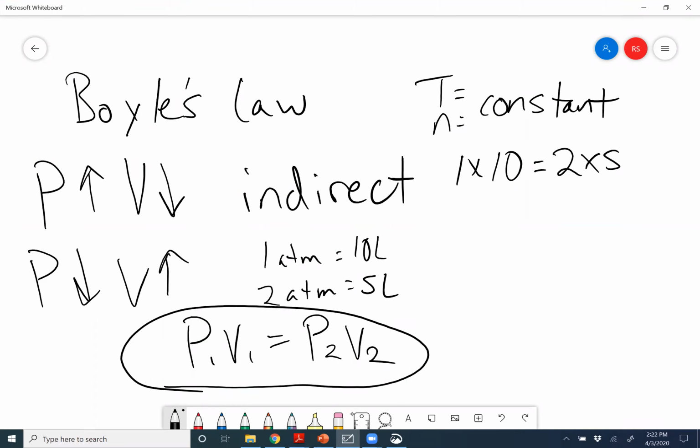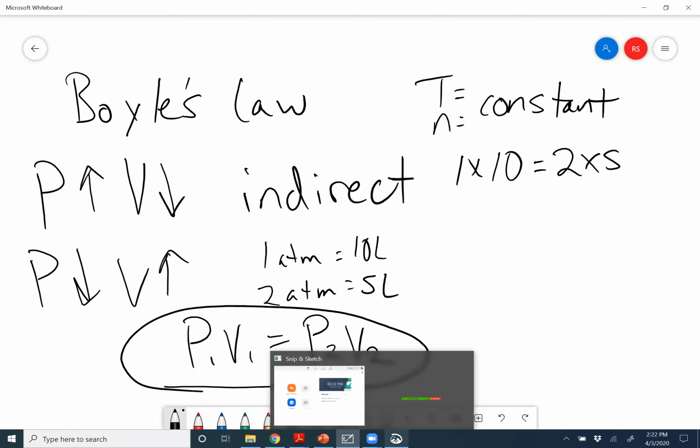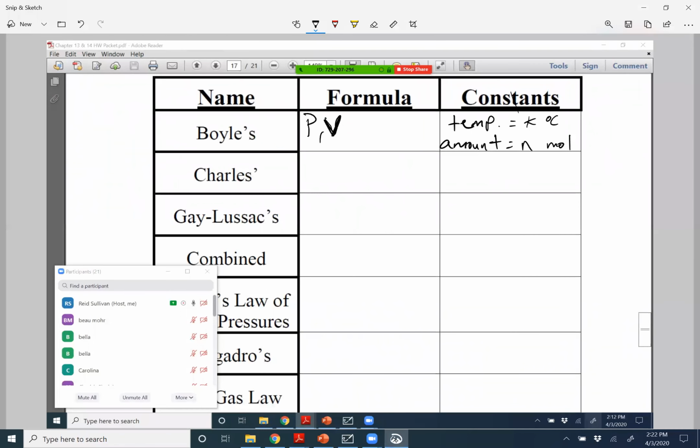So it's basically summed up in this very easy equation: if you want to know the pressure of a system after you change something about that system, you can use this equation if the only thing you're changing is volume. If more things are changing, then we'll need another gas law. But that's what Boyle's law does. So P1V1 equals P2V2. And that is Boyle's law.